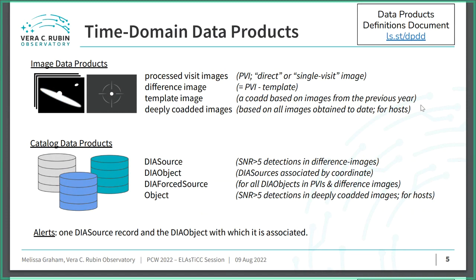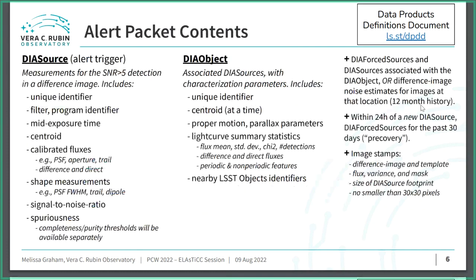That comes from the object catalog. And then, of course, down at the bottom here, I have the alerts, which is the data product we just talked about as relevant for time-domain astronomy. So I want to dig just a little bit deeper into what exactly the measurements are in the alert that you will have access to.